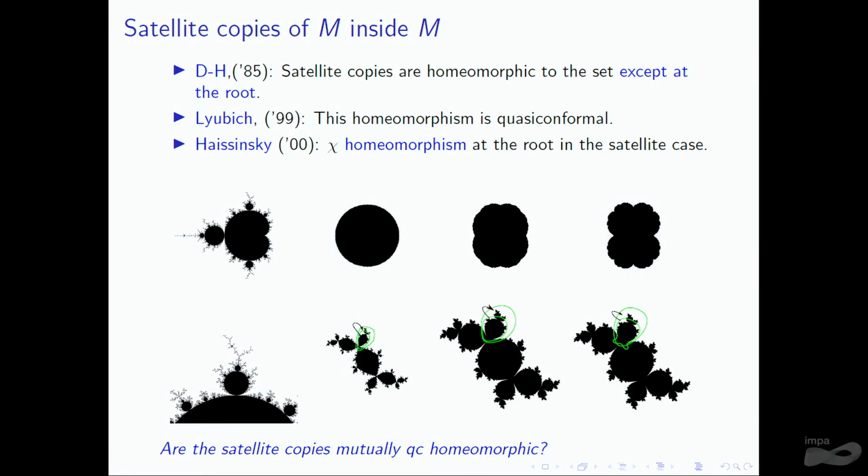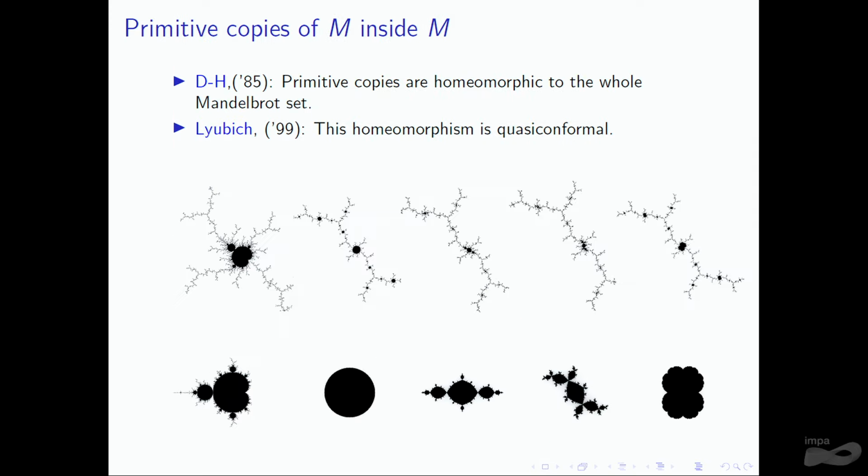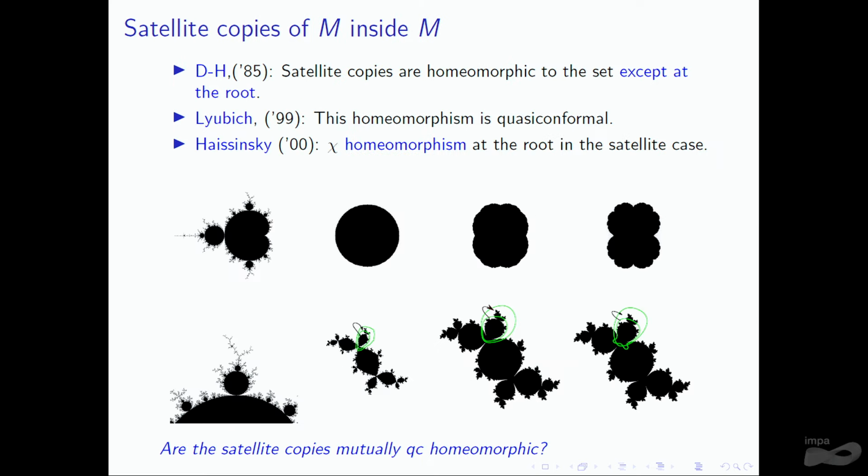Then Lyubich came in, in the same paper where he proved the quasi-conformality of the primitive copies to the whole Mandelbrot set. He proved that this homeomorphism, the Douady-Hubbard construction that you can do from the satellite copy, works away from any neighborhood of the root. Because the problem is this point: it's the moment in which all the cycle coincides with my alpha fixed point. All the other points are fine.